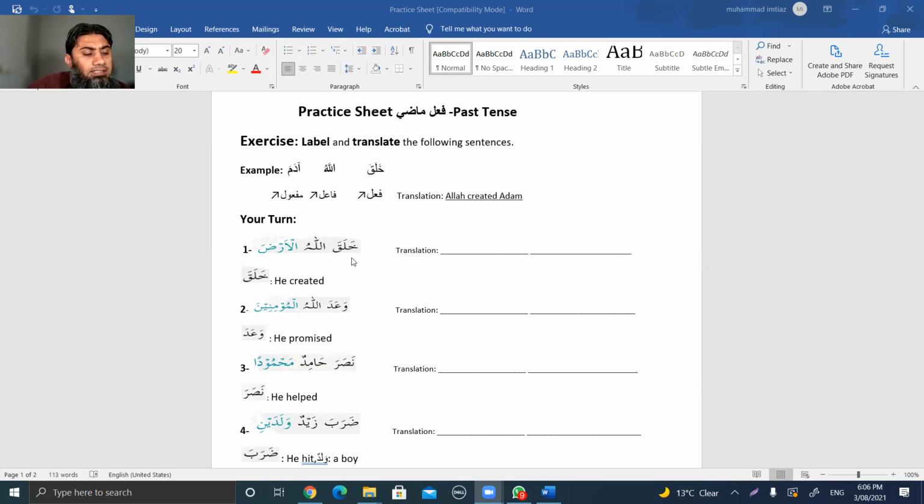Another way, which is a very simple way of knowing, is that in case of fail madi, the starting sound is the ah, and the ending sound is again the ah. Khalaqa, ah sound in the start and ah sound in the end. This is a sign of fail madi. So khalaqa is fail madi, and it has the meaning of to create something. And because khalaqa is madi, so created.